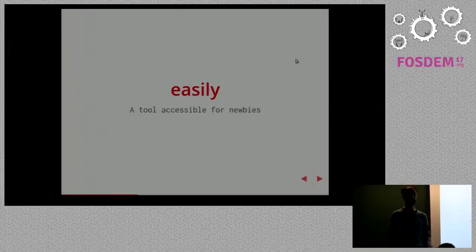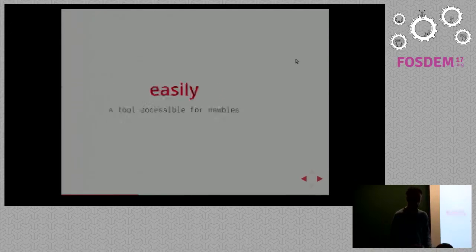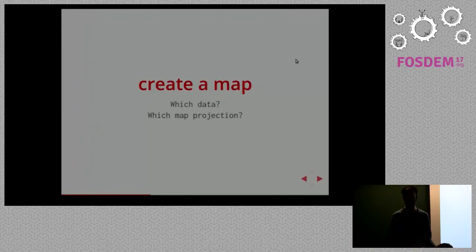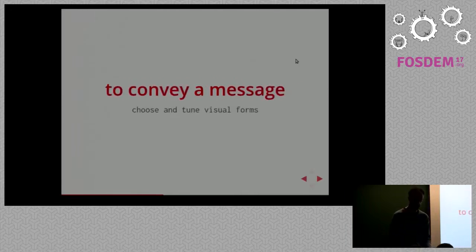Our first objective is to make things as easy as possible. So we want our tool to be accessible for newbies. When I say that, it's more likely licence students, 2 years after the baccalaureate in France. We want to create a map, of course. For that, we have to have a means to get the data for the map, so to upload data, and then we want to be able to choose which map projection we're going to use. And we want this map to convey a message. So we invest a lot into means to choose and tune visual forms to map the data on the picture.